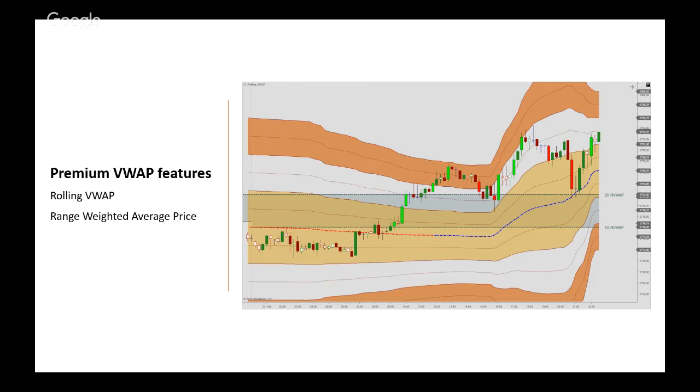If you want to do a weekly VWAP reading also on Mondays, you can do that with the rolling VWAP, of course. And if you're trading instruments that do not have reliable volume information, such as cryptocurrencies or Forex, you can use the range-weighted average price for approximating the VWAPs.